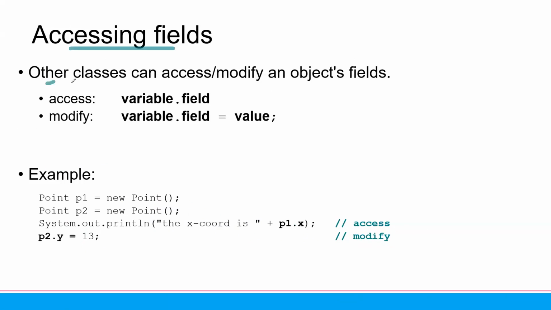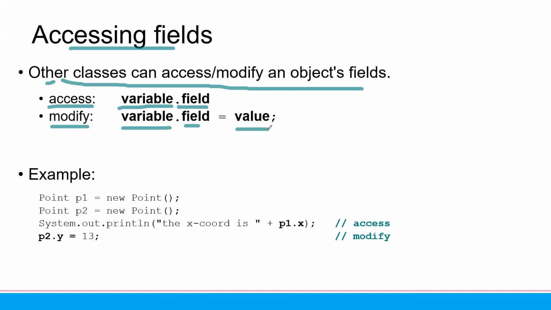Accessing the fields: the classes can access or modify the object field. The variable uses dot field. It is just to access. If you want to modify, you need to call the variable dot field equals to the value. So that's why if you print, you will just do p1.x. It is to access. And then p2.y equals 13 is to modify.